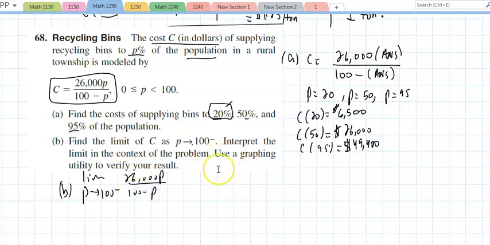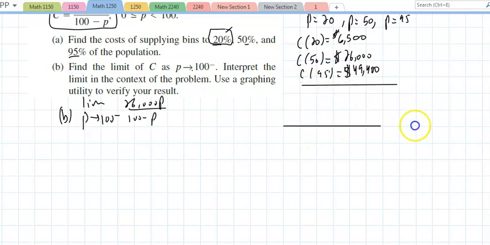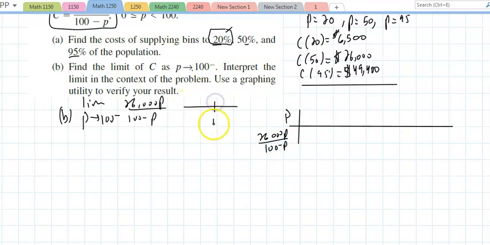Well, it's fairly simple to do. All I have to do is create a couple of numbers. Here's p, and here's 26,000 p divided by 100 minus p. So I'm approaching 100 from the left. If I go for p being 99, then 99.9, then 99.99, I'll see if this number is leveling off.